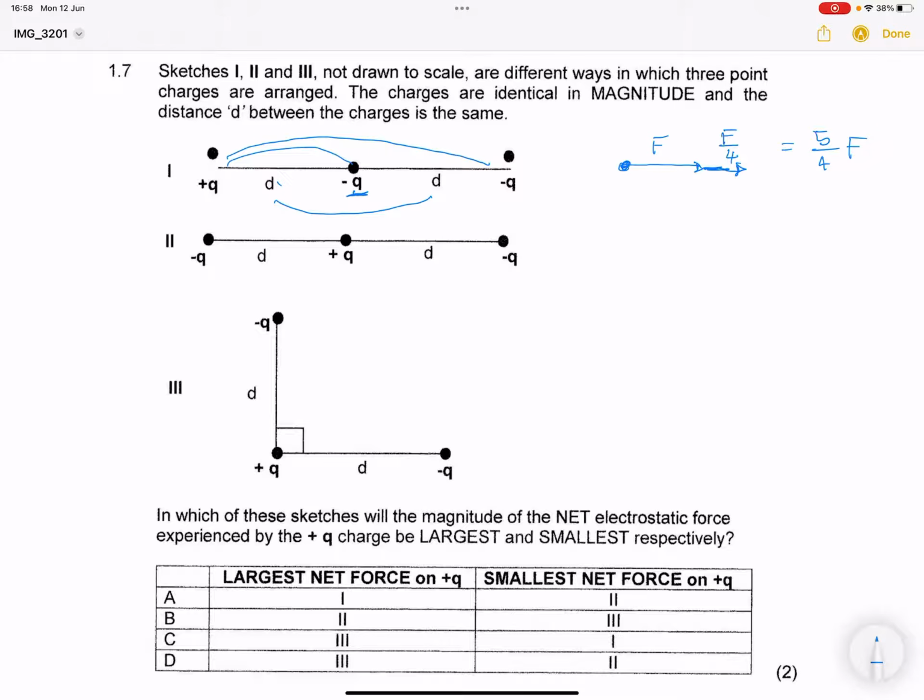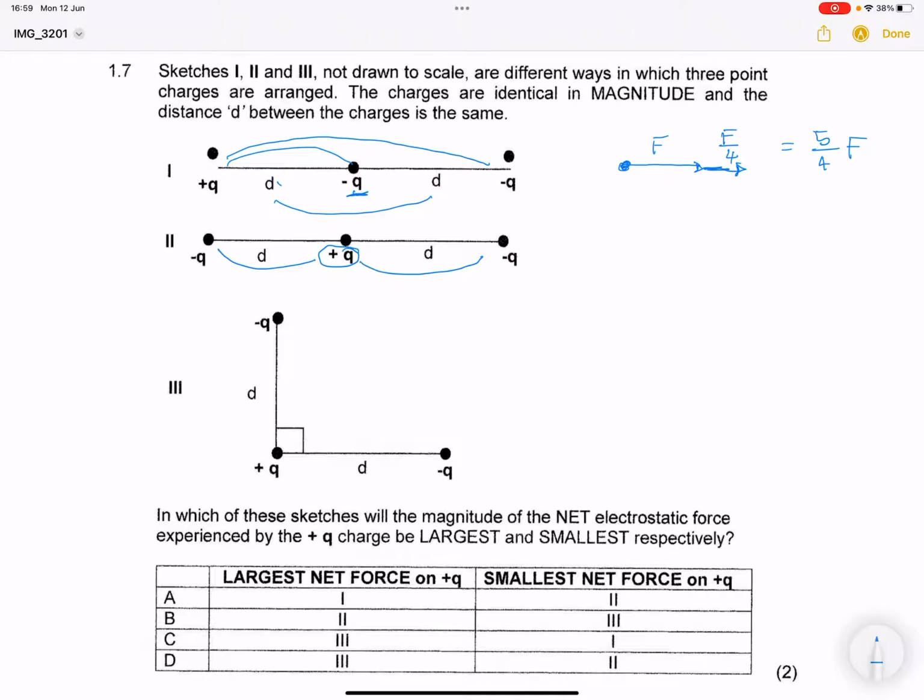Right, now if you look at this one, the 2 forces are actually exerting, the 2 charges rather, are exerting a force of equal magnitude but in different directions.